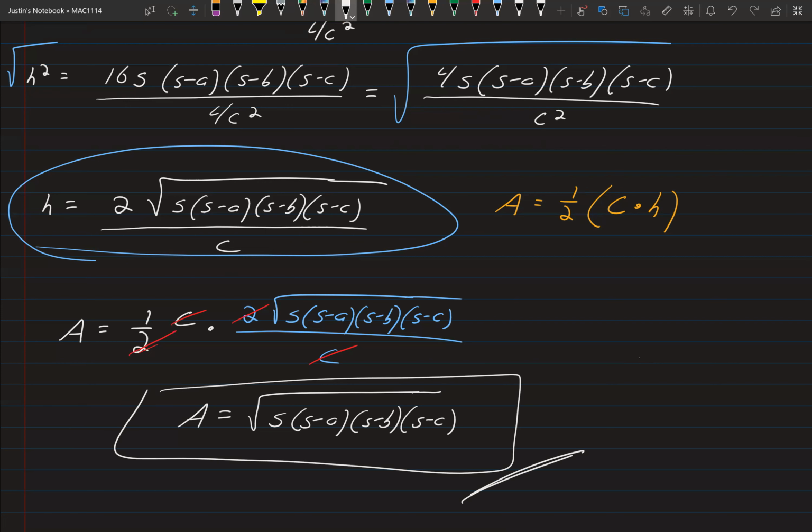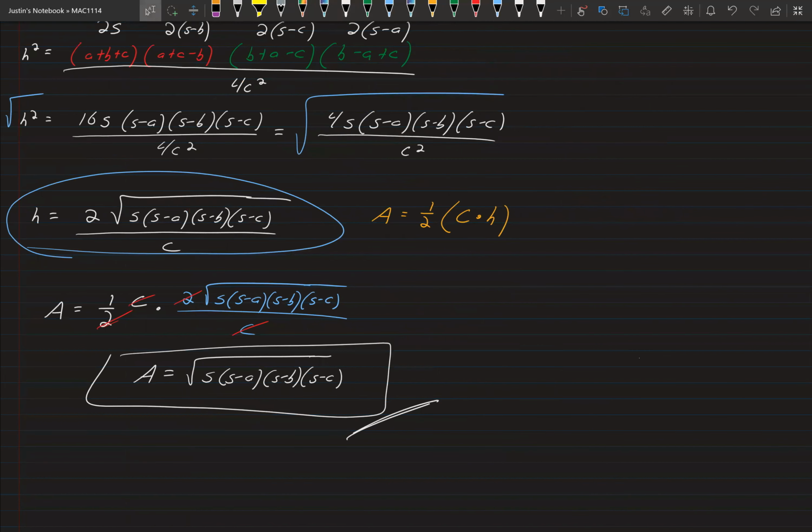Pretty cool. The only thing that we really used here is some difference of squares, factoring techniques, a couple substitutions, and a little bit of algebra. Nothing too crazy. We were able to derive Heron's formula.